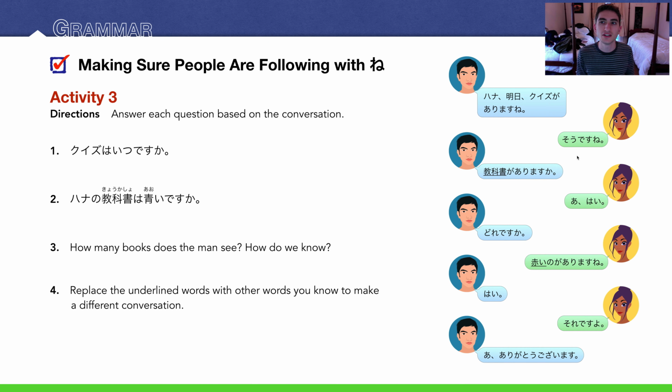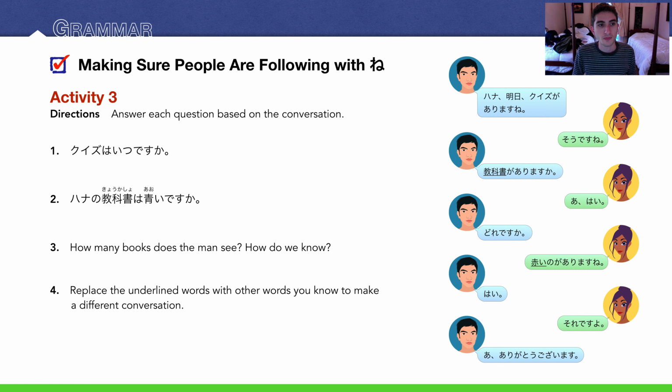クイズがありますね。あ、そうですね。教科書がありますか? はい、どれですか? 赤いのがありますね. Now this ne right here is what we just learned. She's making sure he's following her, making sure they're on the same page. 赤いのがありますね. はい、それですよ. It's that one. So let's answer each question.